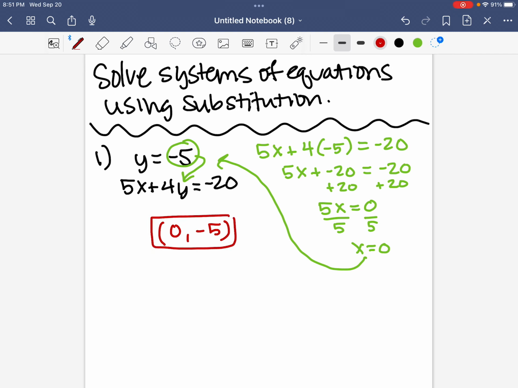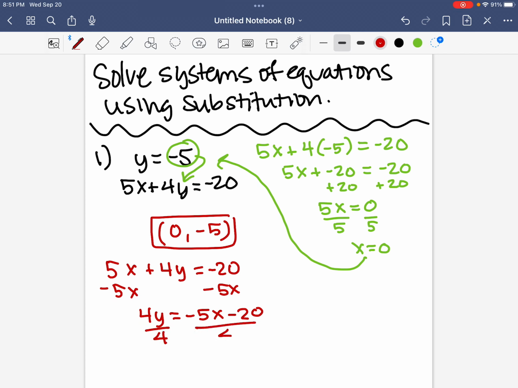Okay, so what I want you guys to do next is we're going to put the bottom equation into slope-intercept form. So 5x plus 4y equal to negative 20. I want to get this into y equals mx plus b form. So I'm going to subtract the 5x from both sides. That leaves me with 4y is equal to negative 5x minus 20. I can't combine the 5x and the 20 because they're not like terms. Then I'm going to divide by 4 here, divide by 4 here.